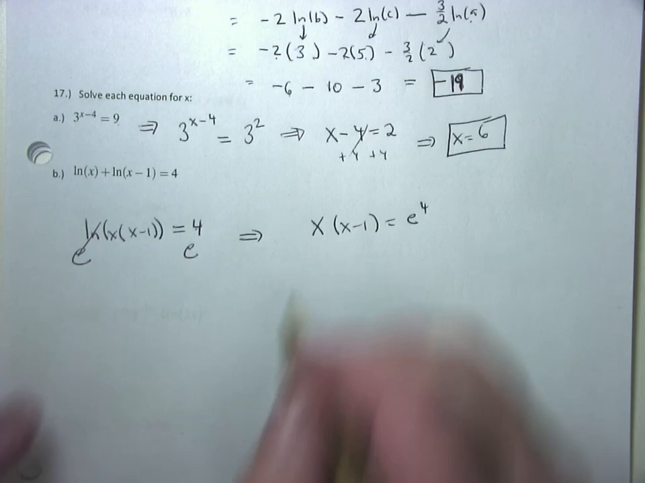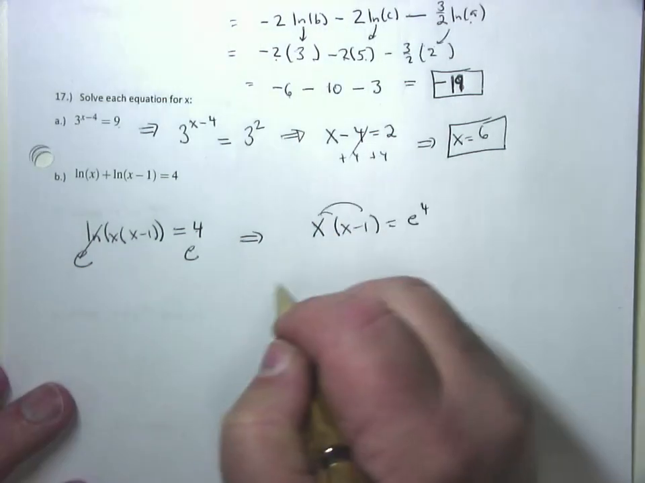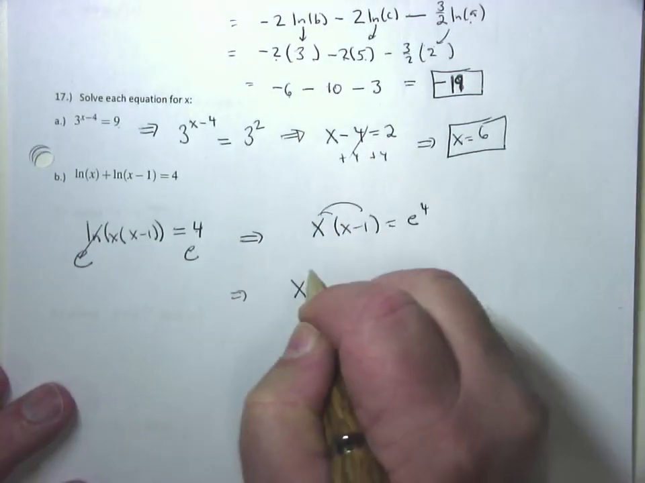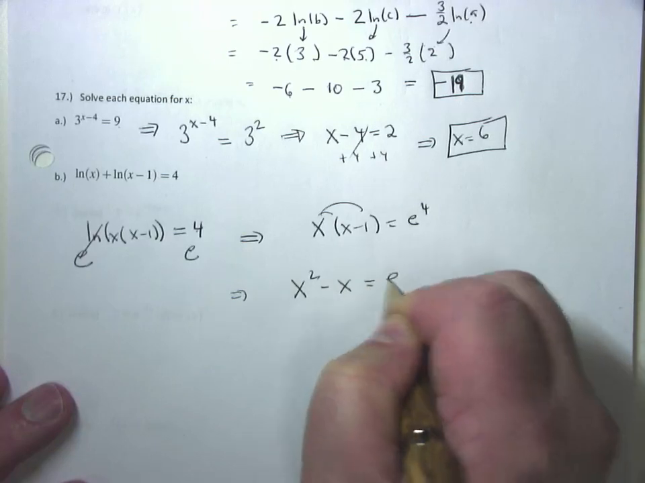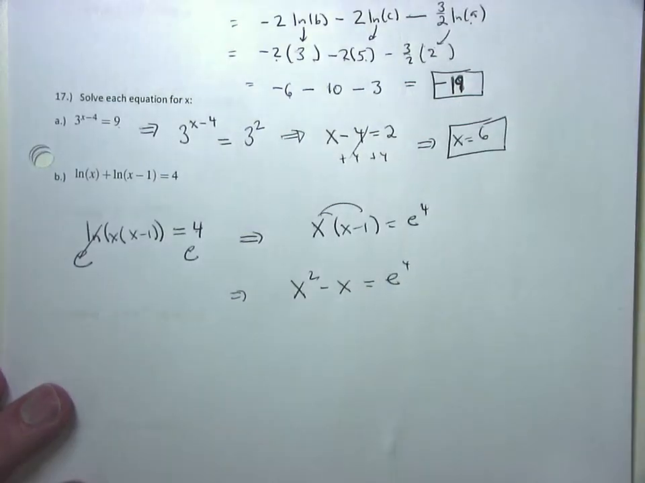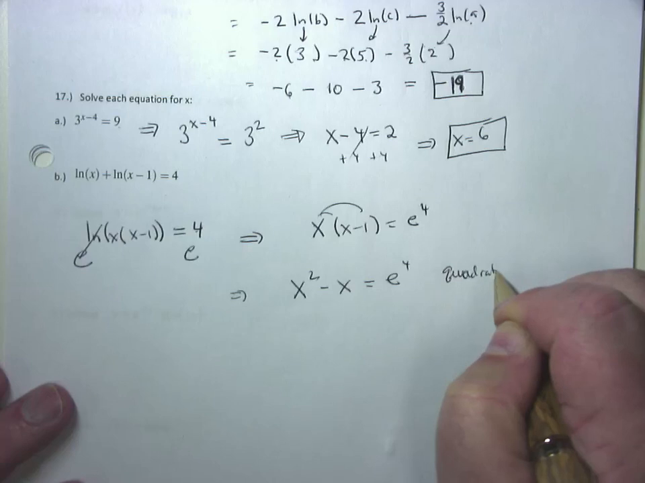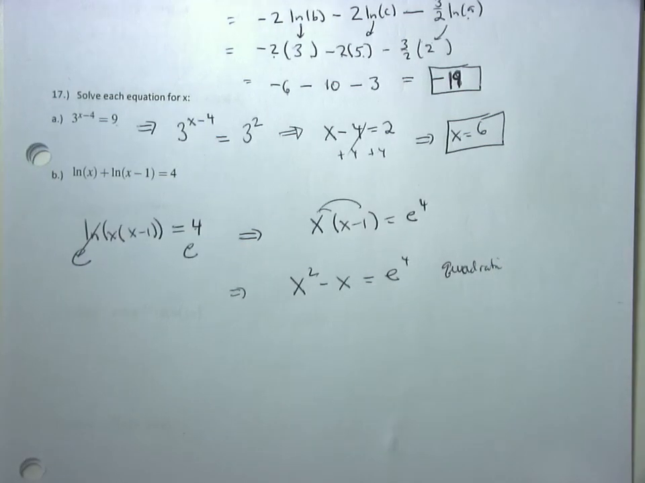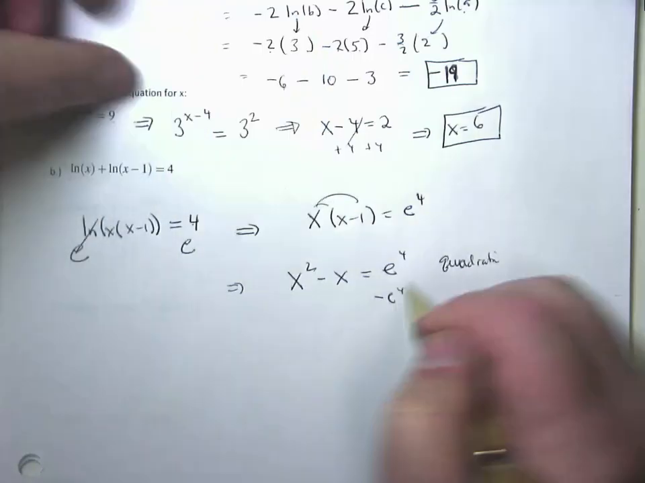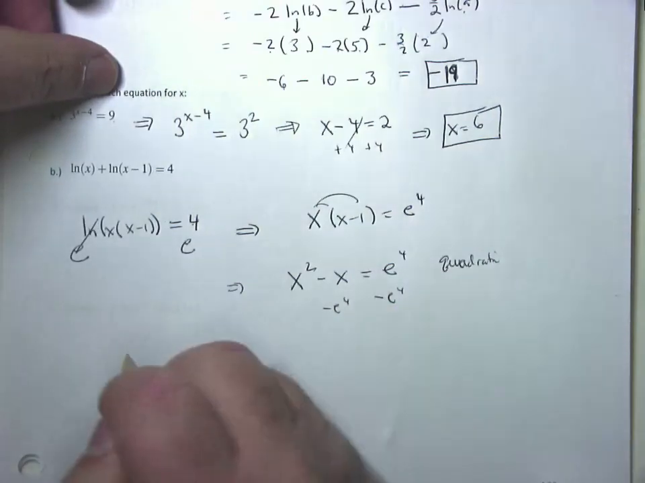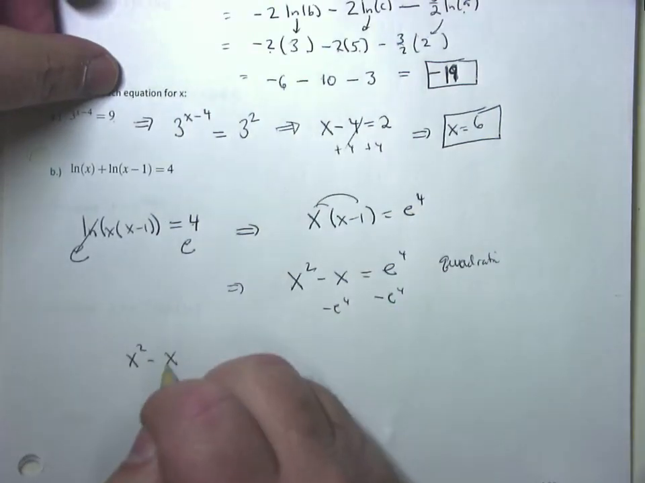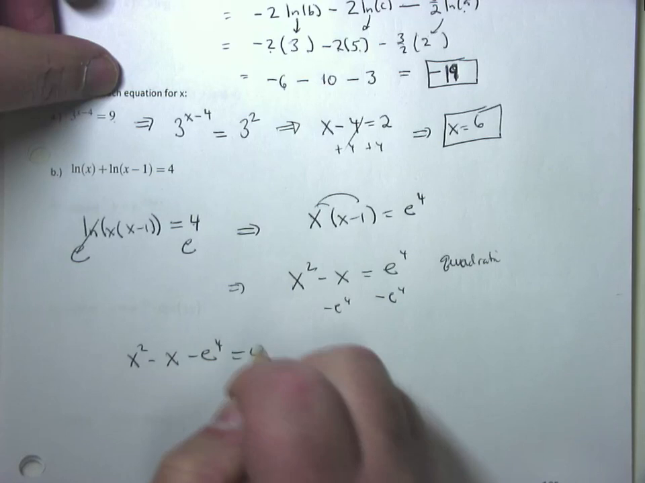First thing I'm going to do is distribute. This is going to give me x squared minus x is equal to e to the 4th. What kind of equation is this guy? Very good. It is a quadratic. To solve a quadratic, I always set it equal to my favorite number, 0. So I'm going to subtract e to the 4th from both sides. This gives me x squared minus x minus e to the 4th equals 0.